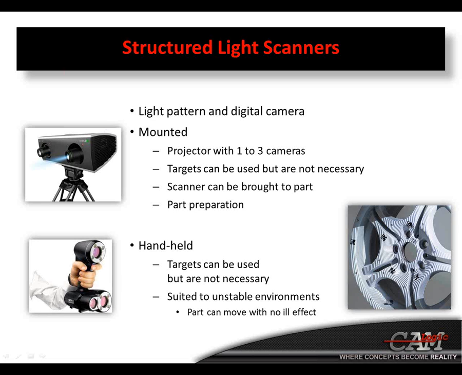Targets can be used with these systems, although they are not necessary. Again, a big advantage is that the scanner can be brought to the part. So again, the example of a very big die or tool, instead of having to crane that over to the scanning system, the lightweight scanning system can be brought to the part. The one drawback to these systems is part preparation. They typically need to be white. If they're not white, they need to be sprayed, and a matte finish is desirable.